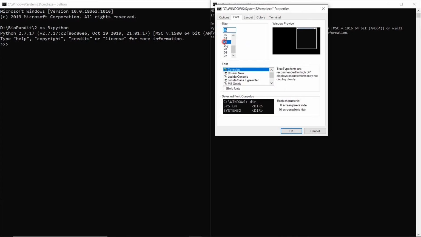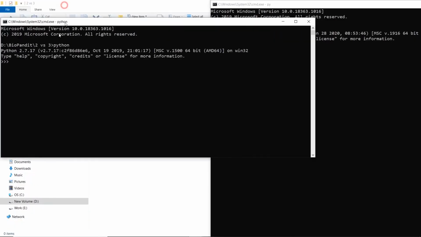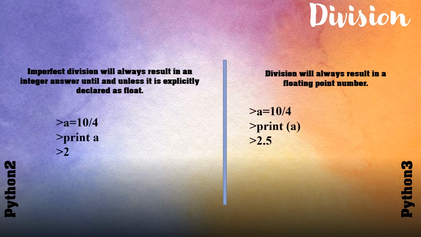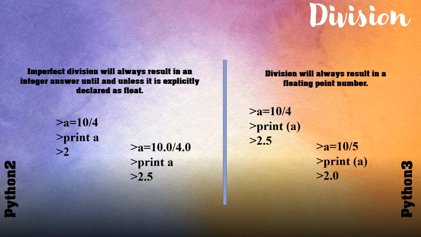I will show you the differences in a command window separated in a split screen. The first difference is the division. Any imperfect division that you do in Python 2 will always result in an integer answer, unless you explicitly define it as a float. While in case of Python 3, any division will always result in a floating point number. Here are some of the examples. I will show you some more examples while coding.